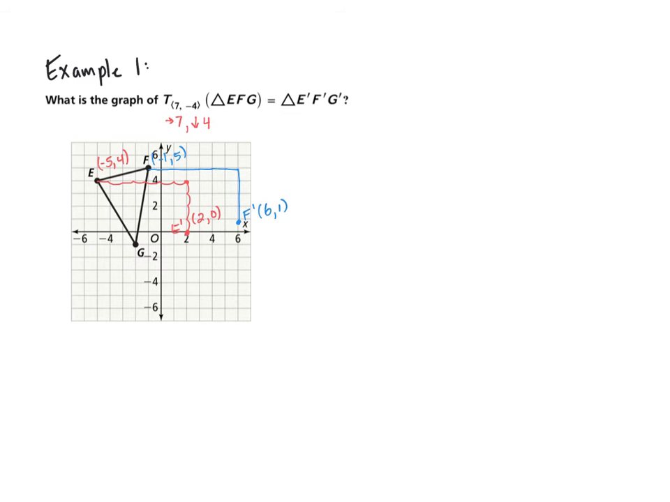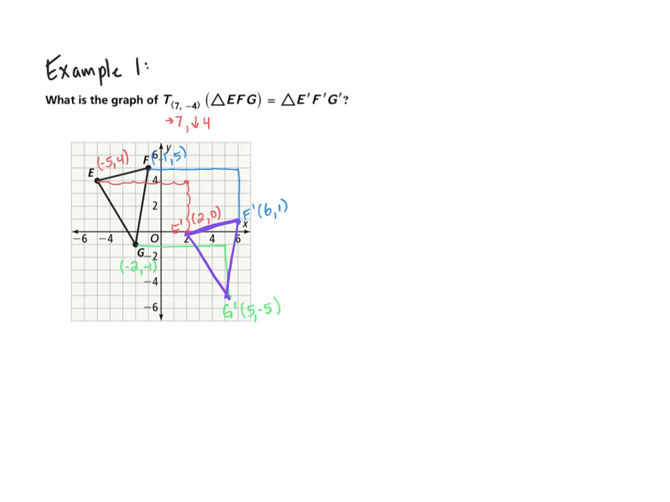G, which has a location of -2, -1, is going to move right 7, so it's going to move over to here, and then down 4. It's going to be right here now at 5, -5. So now if I connect all my points, let's do the connection in purple here, I have my new triangle here. Triangle E prime, F prime, G prime.